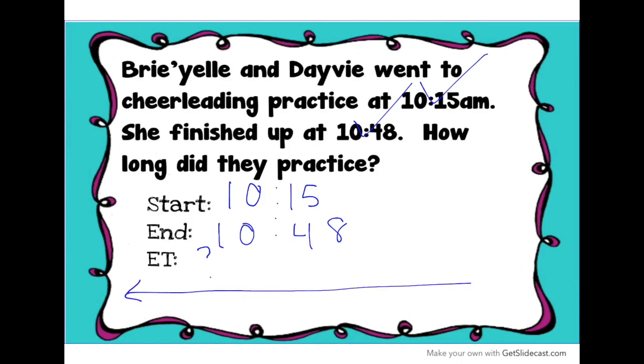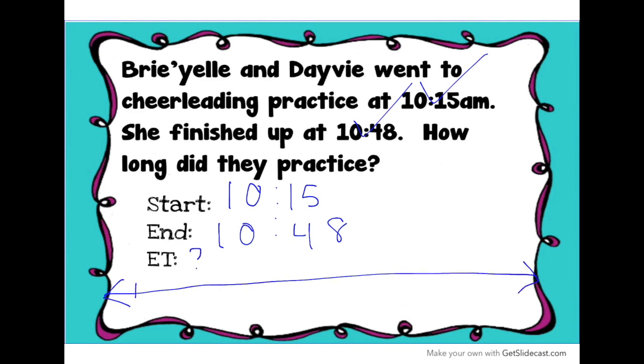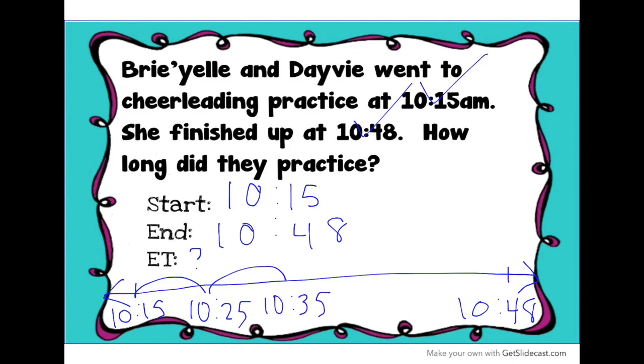So I'm going to go ahead and make my number line. And there's the baby saying hello. And our start time is 10:15. Our end time is 10:48. To get from 10:15 to 10:48, I'm going to start by jumping in 10-minute increments. If I jump 10 minutes from 10:15, it will be 10:25. If I jump 10 more minutes, it'll be 10:35. And if I jump 10 more minutes, it will be 10:45. Now I can count by ones to get from 10:45 to 10:48.